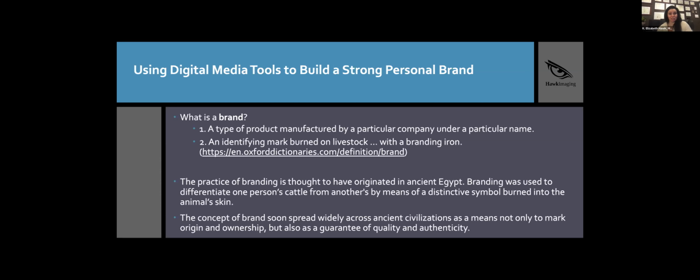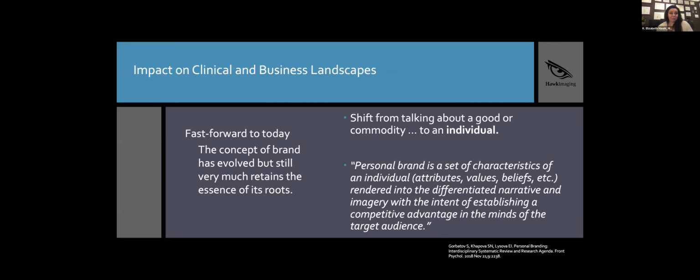And branding was used to differentiate one person's cattle from another's by means of a distinctive symbol, right? That was the brand. But this concept of brand really evolved across widely different trade routes across different ancient civilizations. And it not only began to mark ownership and origin, but also more of a guarantee of quality and of authenticity. And I think that's where the importance of the word brand comes into play. And really, there's been huge impact on clinical and business landscapes. When you fast forward to today, the concept of brand has evolved, but it still very much retains its essence and its roots of where it came from.